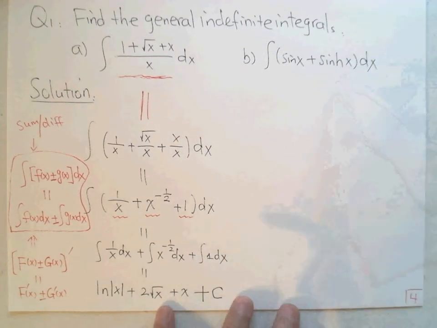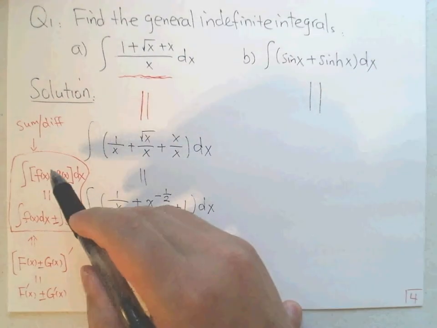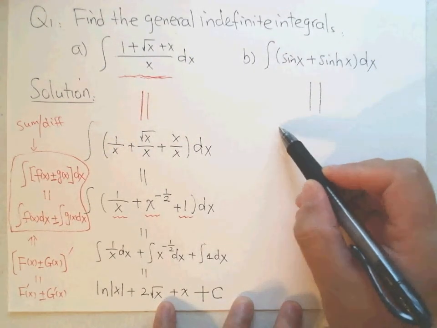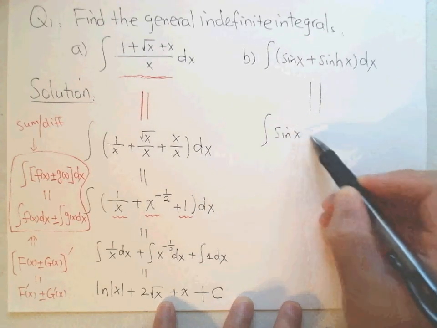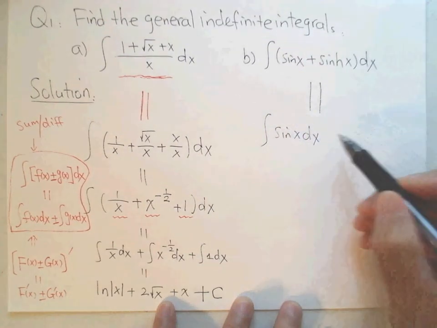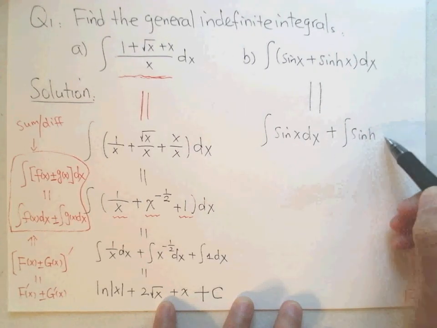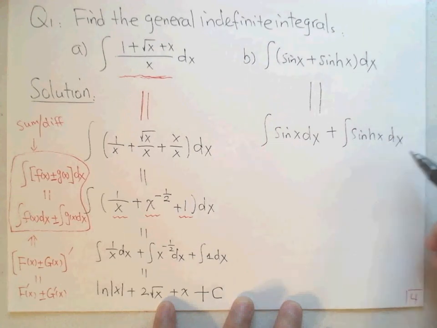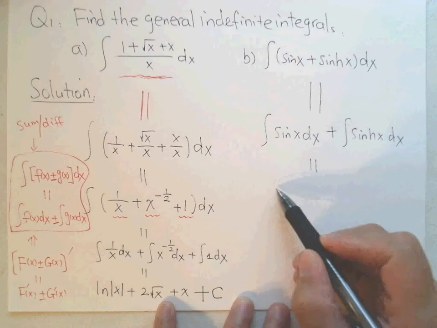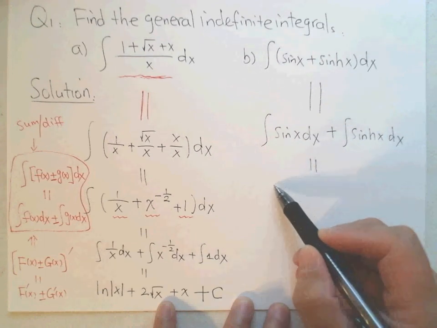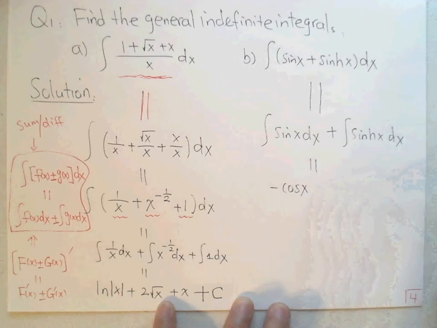We're going to do the second one. This one is easy. We have the sum or difference rule, right? So we separate it into the integral of sine x dx, plus the integral of sinh x dx. This is the sum rule, and then one by one. For sine x, the antiderivative is not cosine, it's negative cosine. Plus c, we put at the end.